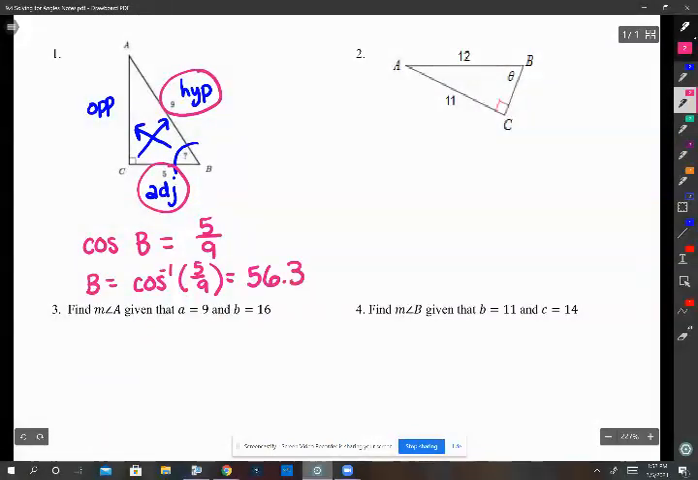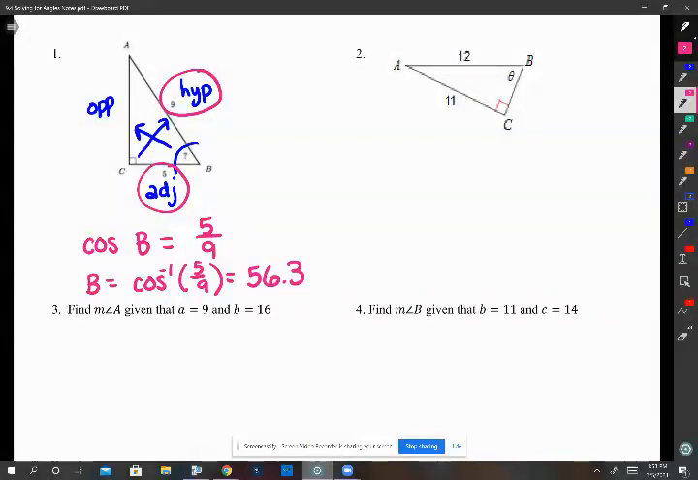Just always read to see which place value it wants you to round to. Sometimes it will say round to the nearest angle, and sometimes it will have you go to the tenths place or hundredths place. So just make sure you read.